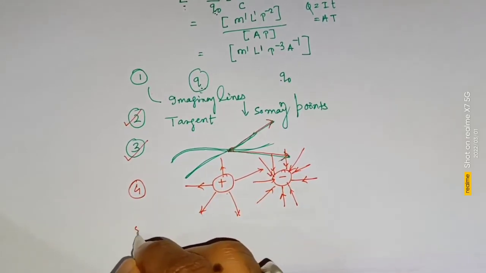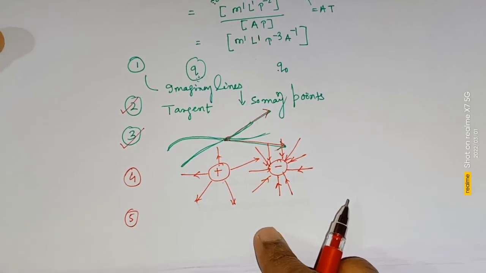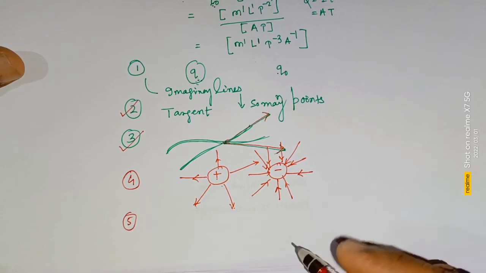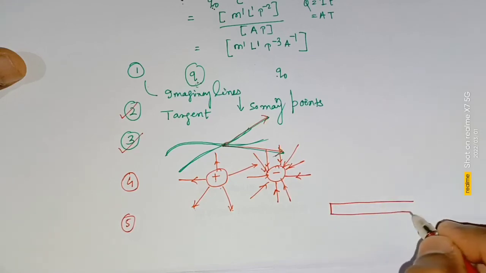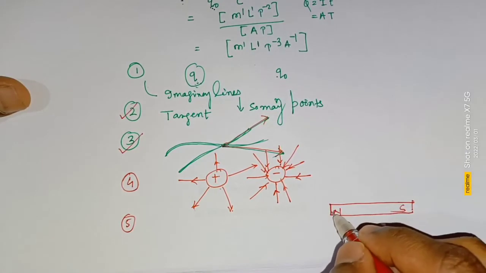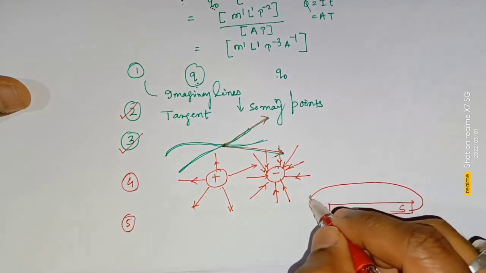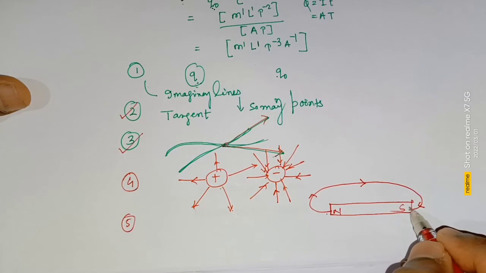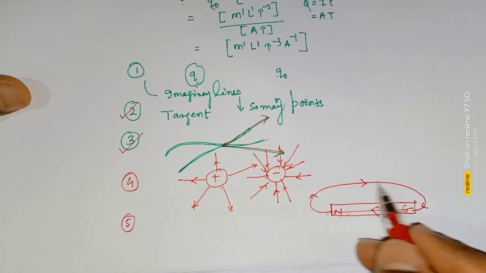And fifth important point, you can say the electric field lines are discontinuous in nature. Why is it discontinuous? Because when you look at a magnet, this is the north pole, this is the south pole. It starts from the north pole and ends at the south pole. The magnetic field lines start at the north pole and end at the south pole, and inside it is south to north.